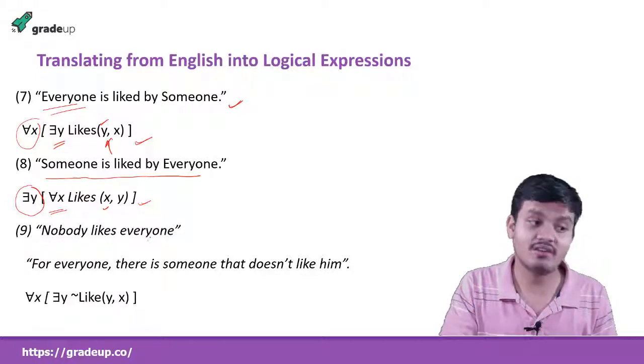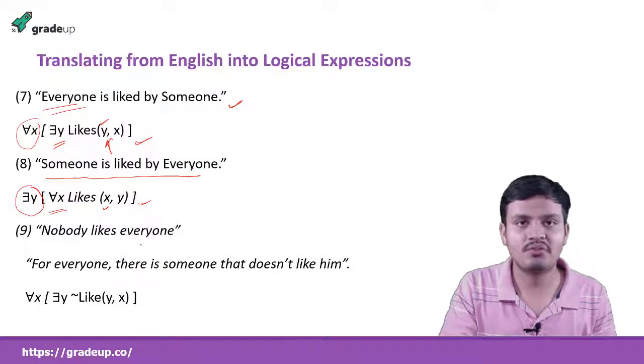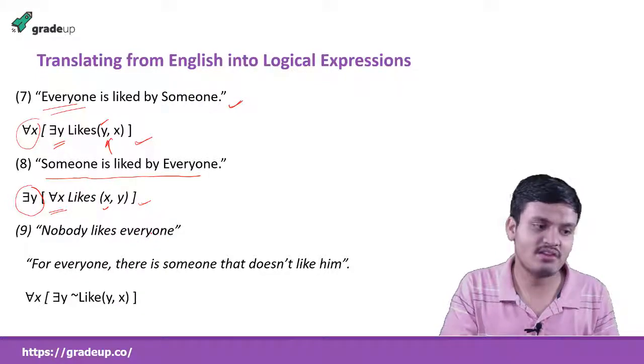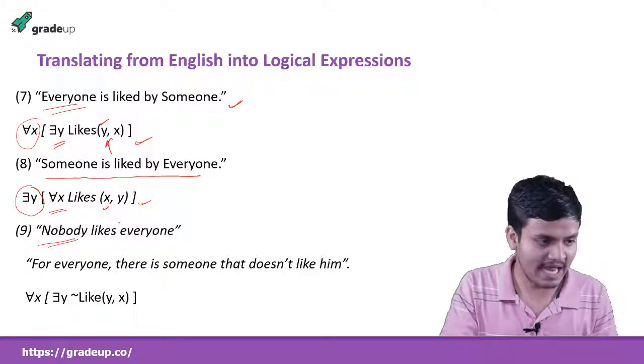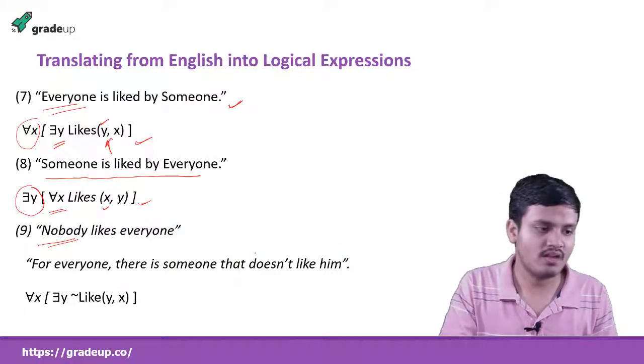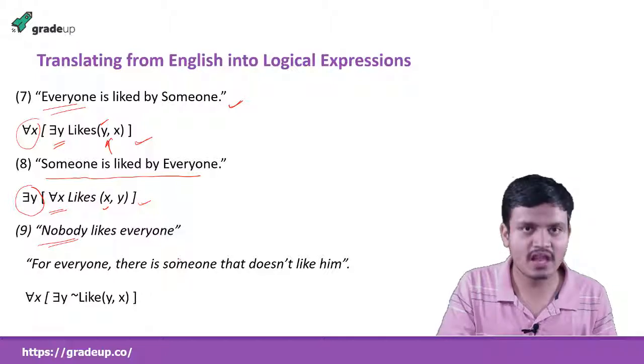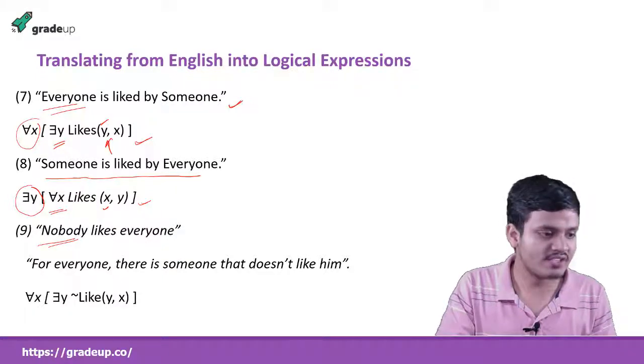Nobody likes everyone. That is true. We have some haters also. So nobody likes everyone. So how to convert it? Here it is nobody. We can also translate that statement like this: for everyone, there is someone that does not like them. So for all X, there exists a Y such that not like(Y, X). That means Y does not like X. For all X, there is someone that does not like them. So everybody likes everyone will be converted like this.